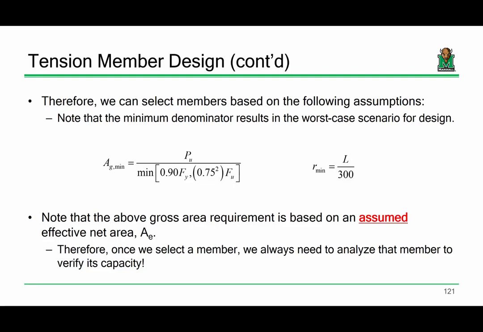Now, here's the thing. We are picking these members based on guesses, based on assumptions. We assumed the thickness and the U value in that 0.75. We just made a guess. We picked the value straight out of thin air. So we still have to check that guess. So we are going to use these equations in order to pick a trial shape. We will then take that trial shape and do exactly what we did in the previous example. We will analyze that trial shape in order to assure it's valid.